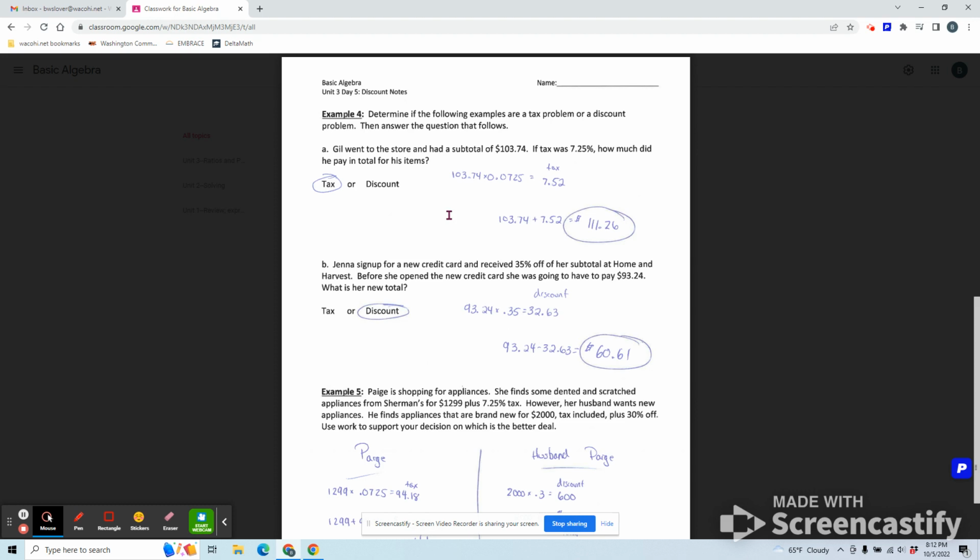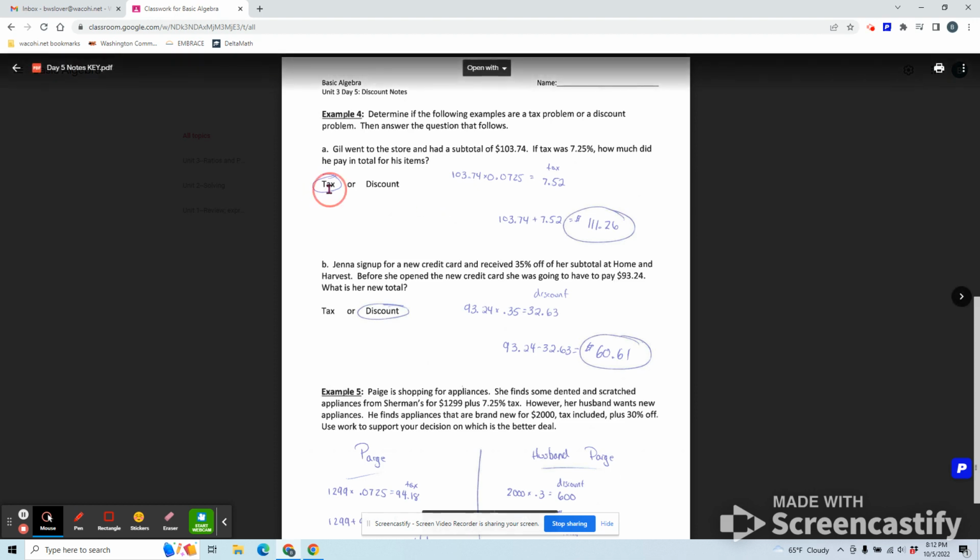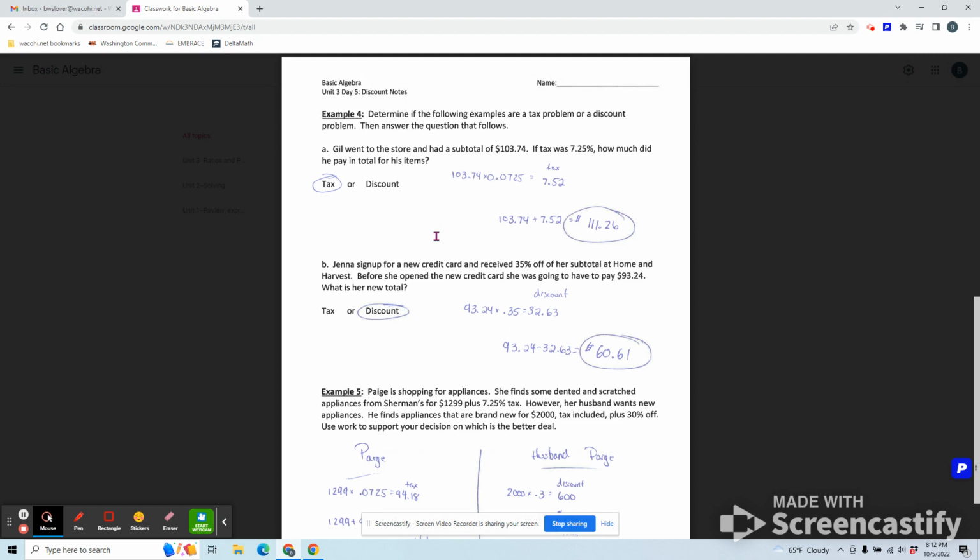So Gil went to the store and had a subtotal of $103.74. So once again, a subtotal means the cost before taxes. If tax was 7.25%, how much did he pay in total for his items? Now right there in the problem it says tax. So we are going to circle tax because it's a tax problem.